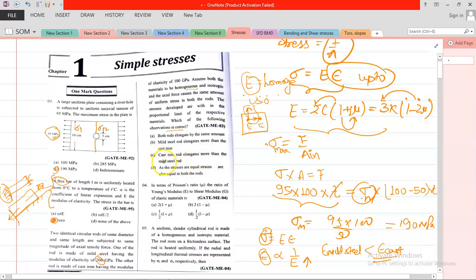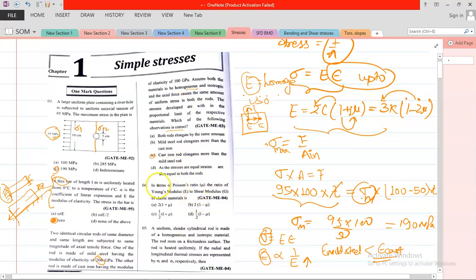Your option C. If E is greater, then the strain is smaller, so option C is correct, because cast iron elongates more since its E value is less. I hope everyone is going with this. Okay, yeah, it is right.